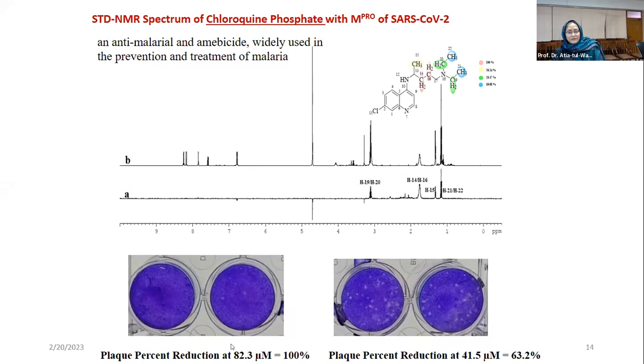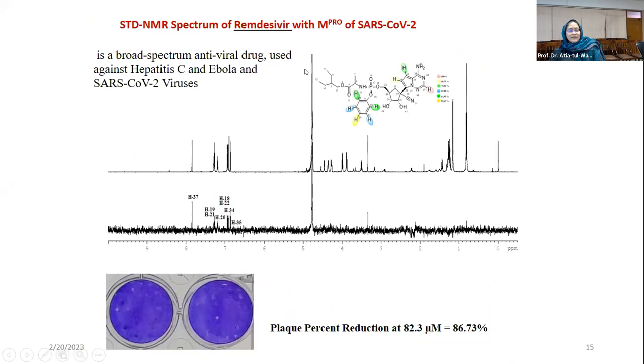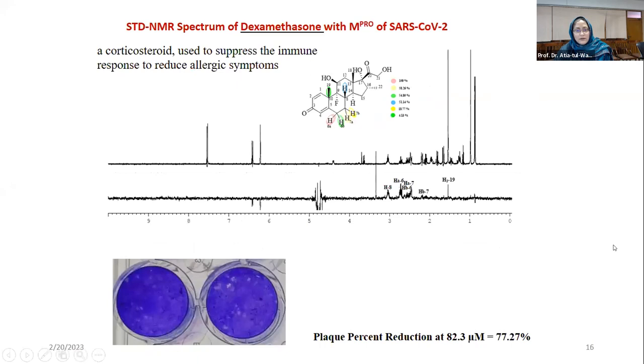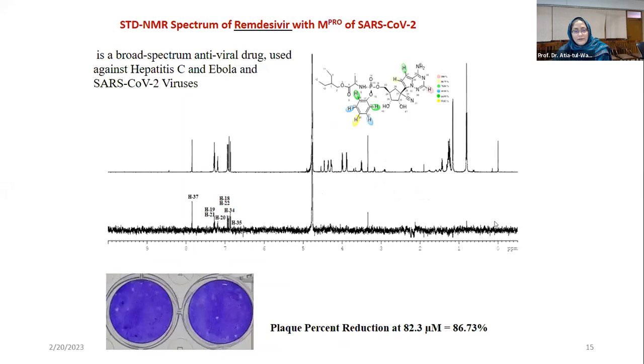In the next example, remdesivir, another example of an antiviral drug, we can see the highlighted protons are the ones which received the saturation, and at 82.3 micromolar concentration, 86.7% inhibition was observed in the antiviral assay. Dexamethasone is another example, where you can see the protons interacting with the protein, and it gives 77.2% inhibition. These are drugs that are being repurposed.